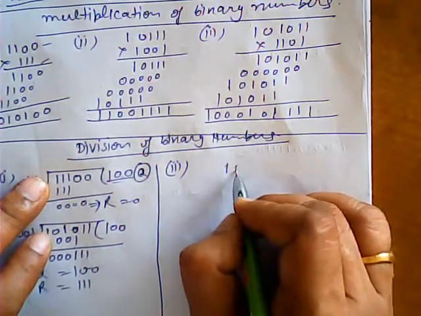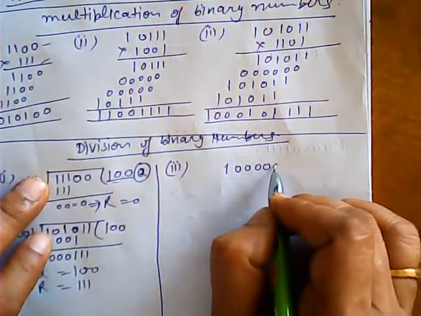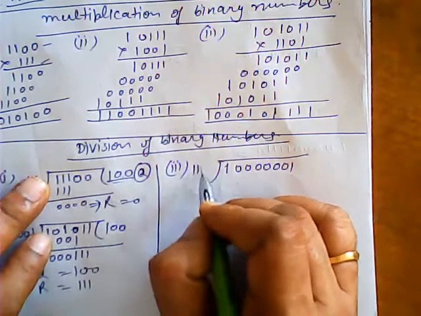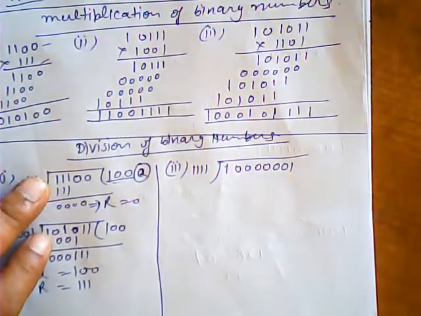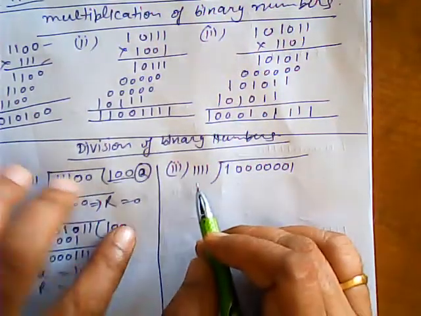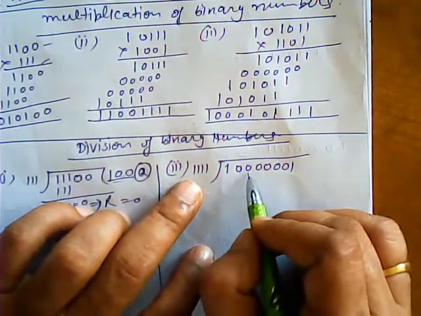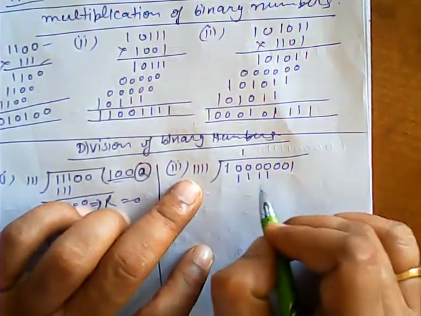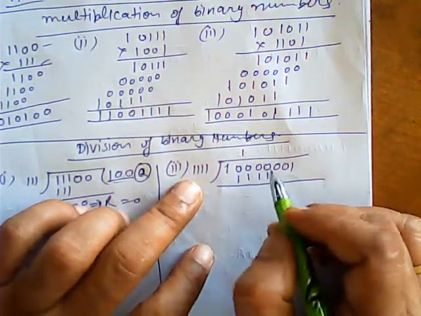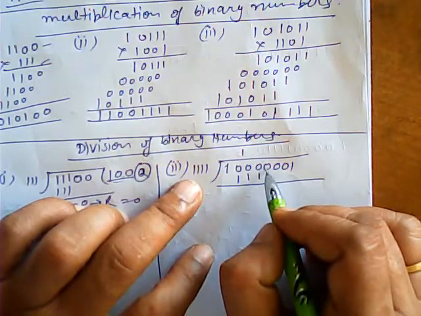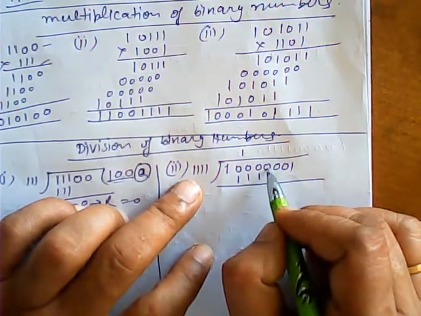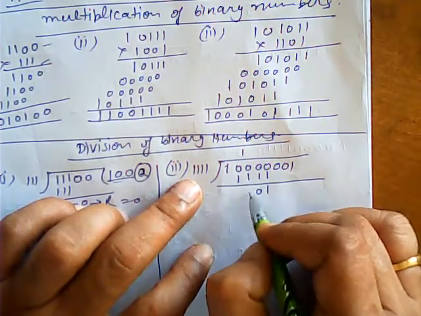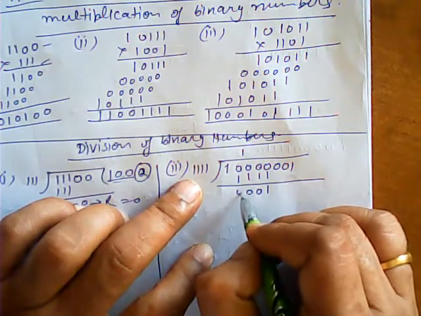1 0 0 0 0 0 0 1 we are dividing by 1 1 1 1. We can't divide this 1000, so we can divide 1 time. So 1 1 1 1. Now from here we are taking carry. So 2 minus 1 is 1. Here is 1. 1 minus 1 is 0. Here is remaining 1. 1 minus 1 is 0. And 1 minus 1 is 0.